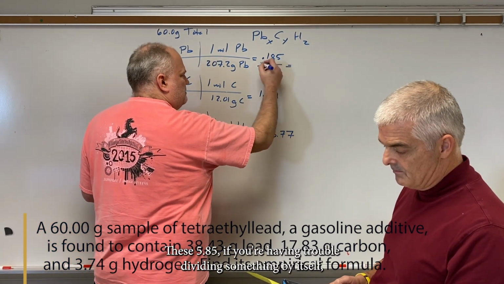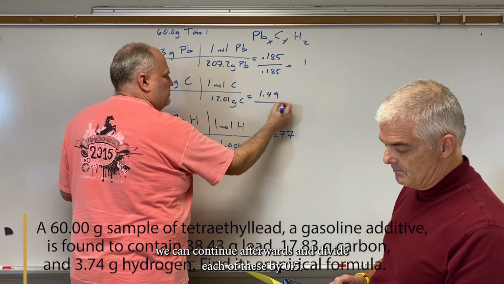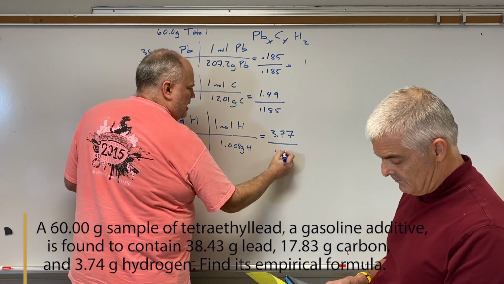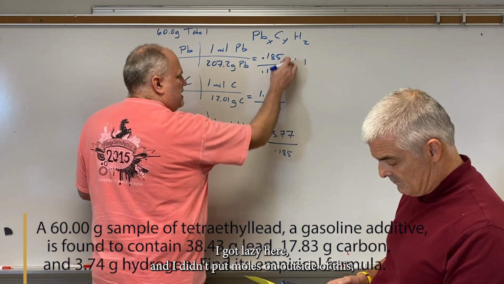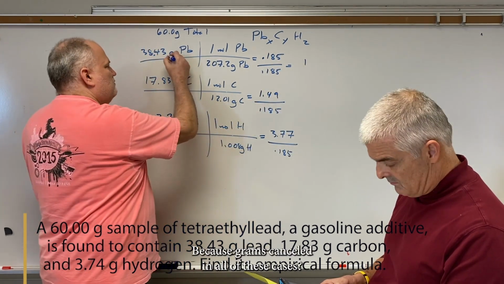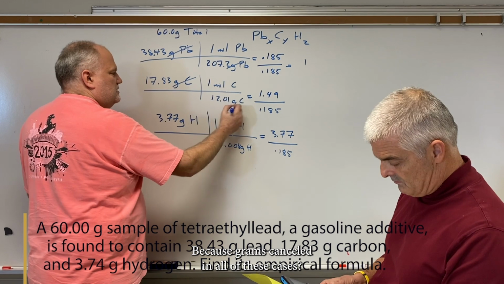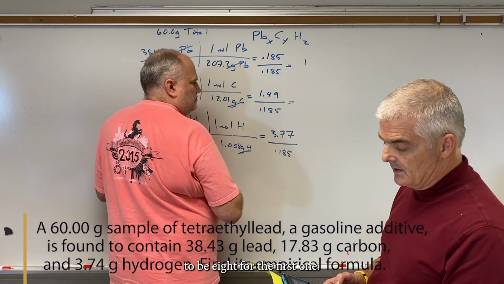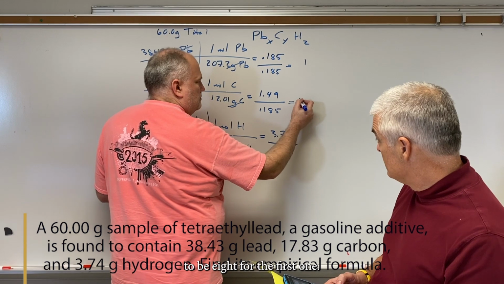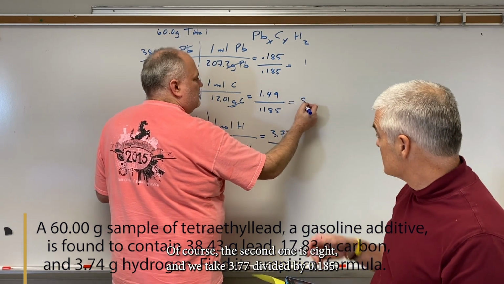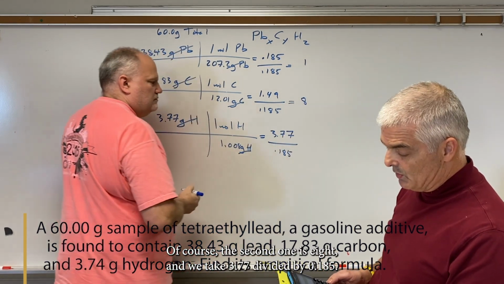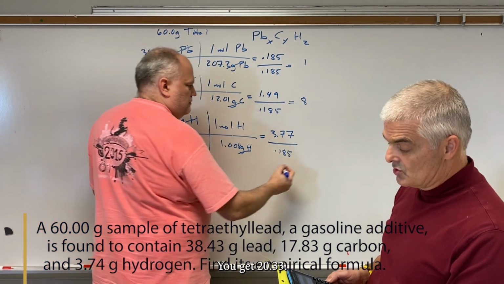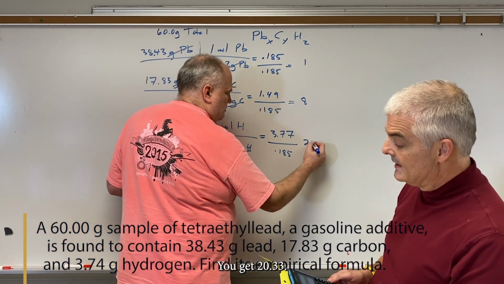If you're having trouble dividing something by itself, we can meet afterwards. But I'm going to divide each of these by 0.185. I got lazy here and I didn't put moles on the outside of this, but do realize that those are moles because grams canceled in all of these cases. All right, so I get it to be 8 for the first one, 8.0, or 1, of course. The second one is 8. And when you take 3.77 divided by 0.185, you get 20.33.